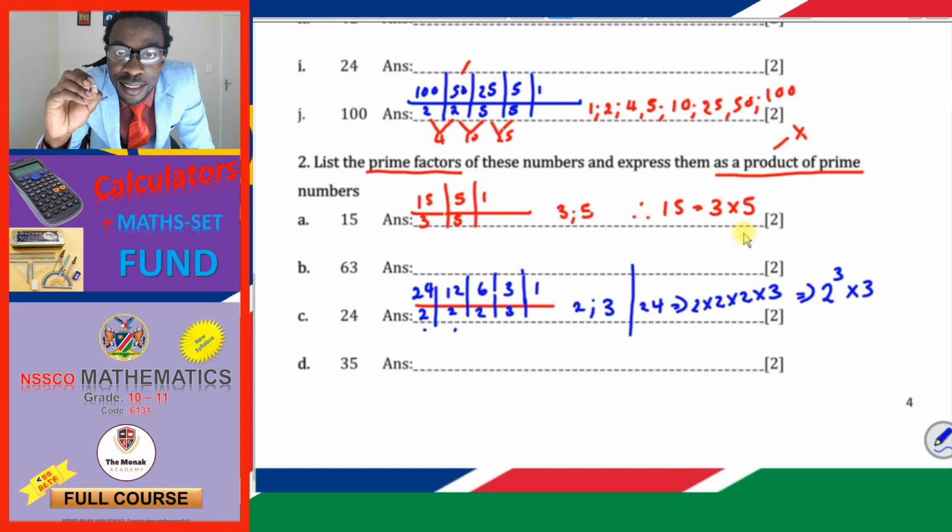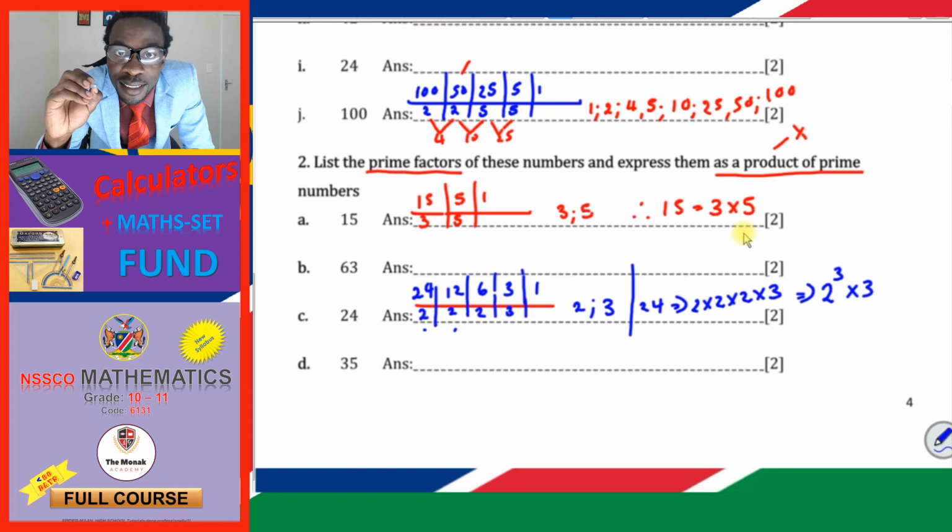So you must notice we were not asked to list all the factors, we were asked to list only prime factors. So prime factors are numbers that are divisible only by 1 and itself. That's why for 24 we only considered 2 and 3. Those are the prime factors.